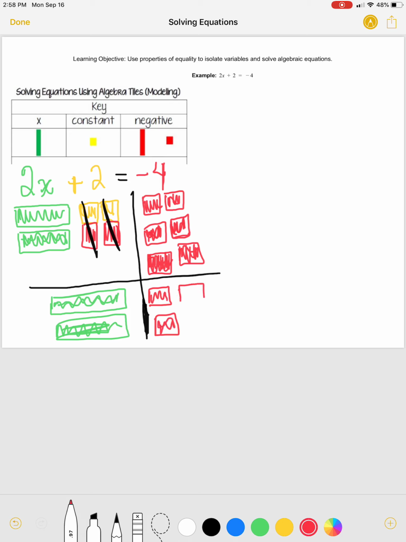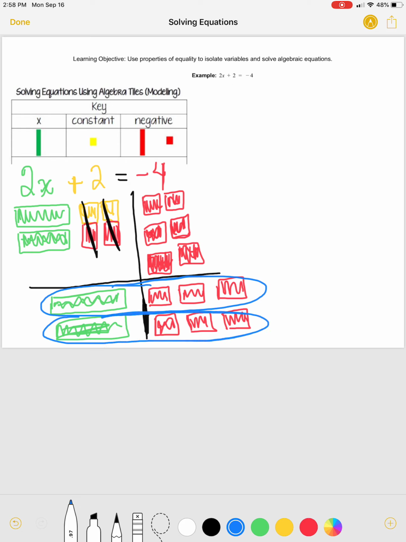So that's 2, 3, 4, 5, and then 6. So if I look at this, I have separated those tiles into two separate groups. So what I see is that 2x's is equal to -6. But if I split this into two groups, that tells me that 1x is equal to -3. Okay, so my answer tells me that 1x is equal to -3.